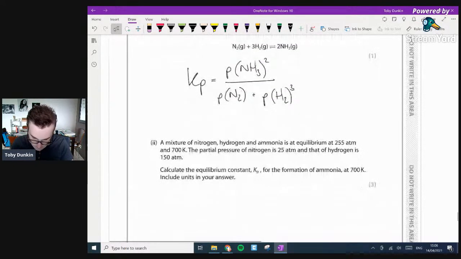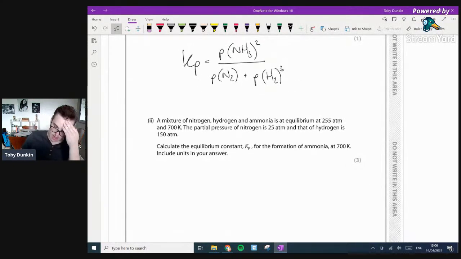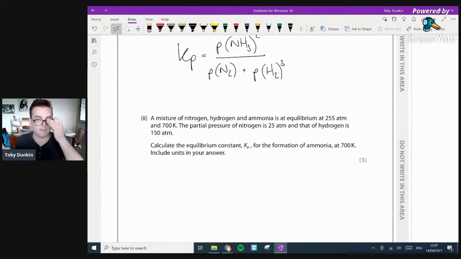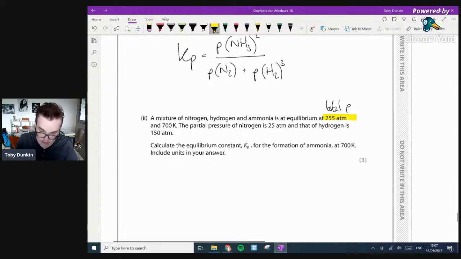This all seems very reasonable. A mixture of nitrogen, hydrogen, ammonia is at equilibrium at 255 atmospheres, 700 Kelvin. The partial pressure of nitrogen is this, and that of hydrogen is this. Calculate the equilibrium constant Kp. Okay, so partial pressures literally mean what it says on the box. It is the part of the total pressure. So they've given us here the total pressure, and then they've given us the partials. So the first thing we need to do is work out.